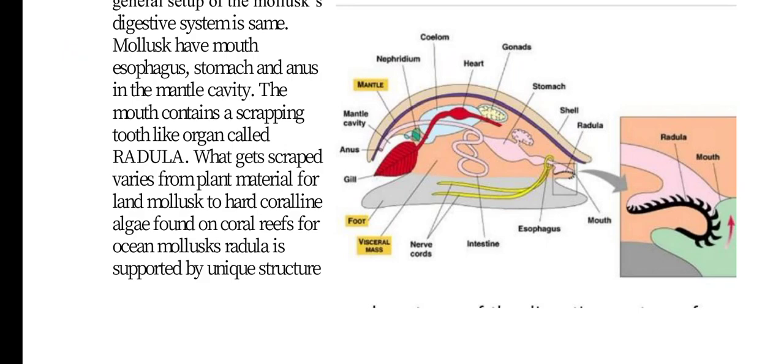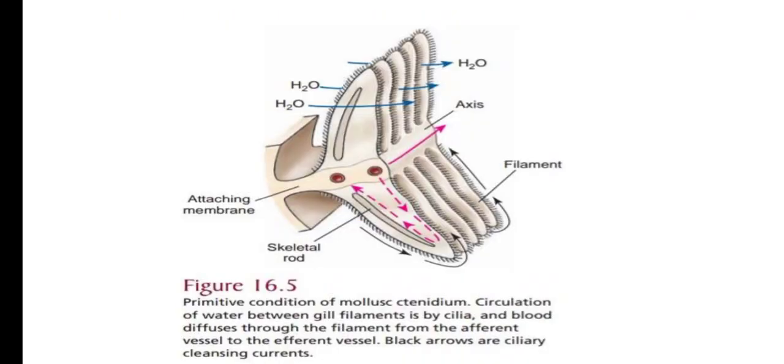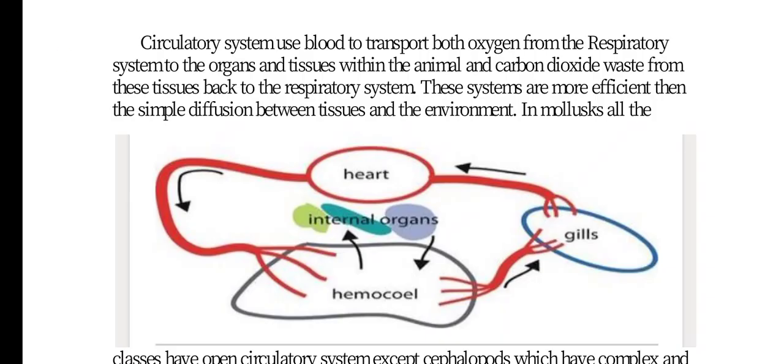Now we shall discuss the respiratory and circulatory systems of molluscan species. You can see the water incoming and outgoing in the axis, filaments, attaching membrane, and skeleton rod. Now you can see a circulatory system uses blood to transport oxygen from the respiratory system to the organs and tissues within the animal, and carbon dioxide waste from these tissues back to the respiratory system. These systems are more efficient than simple diffusion between the tissues and environment.